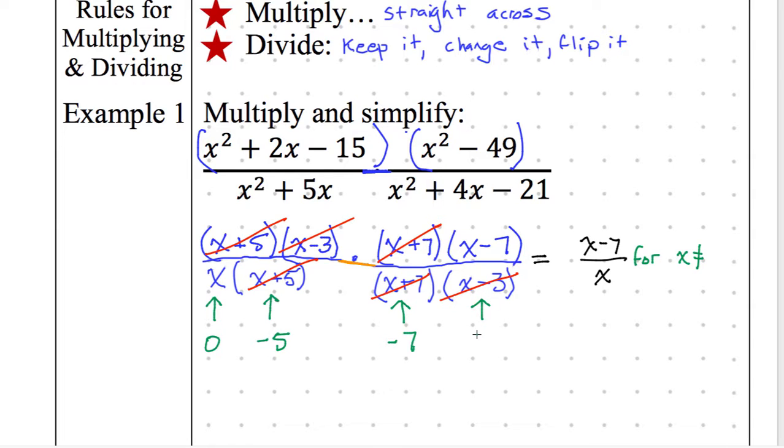Careful. 3, yeah. You take the inverse of it. 3. So we just have to write these things down here. So x cannot equal 0, -5, -7, and 3. So that now is our final answer because we have to include what x cannot be equal to.